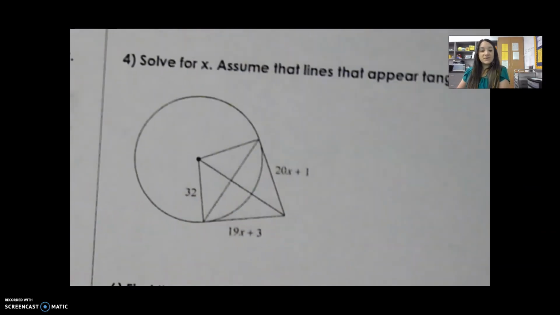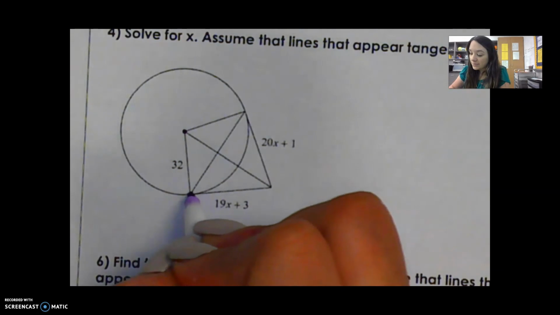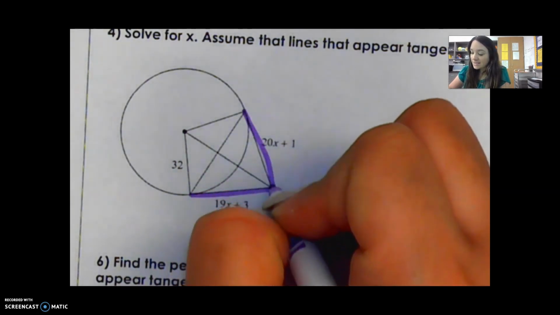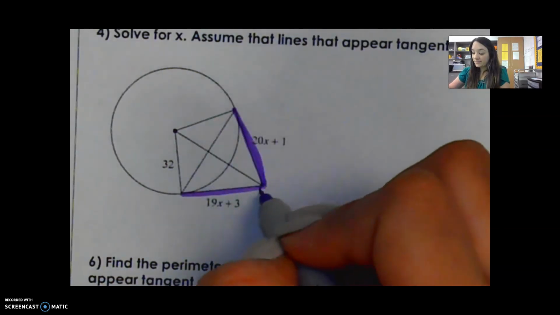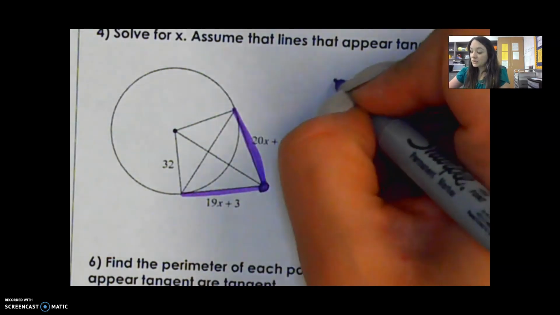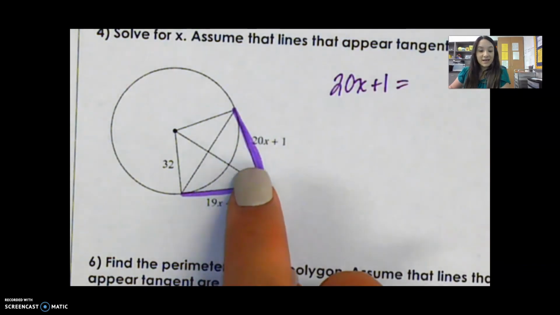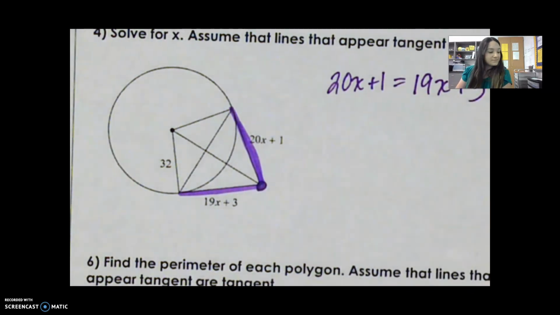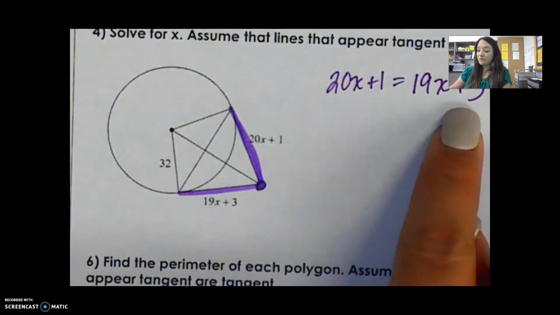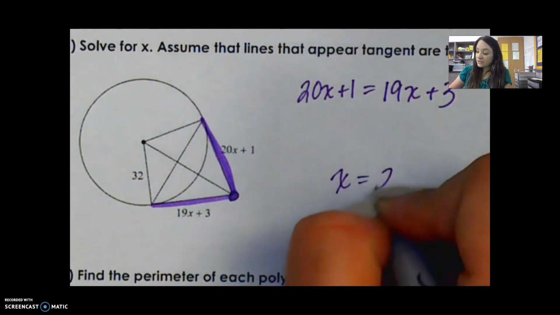All right, same for this one over here. I've got two tangents that share the same endpoint. So those two are going to be equal to each other because they share that same endpoint here. That means 20x plus 1 is equal to 19x plus 3. Those two are equal to each other. All right, you can put this in Wolfram Alpha or solve it by hand, but it's x is equal to 2.